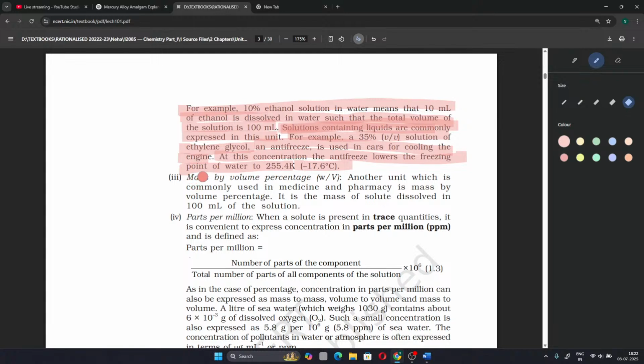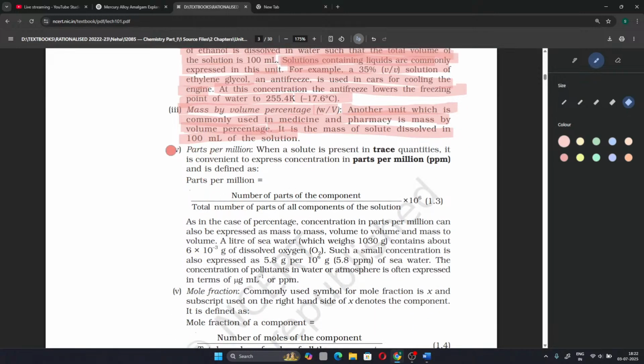And the third concentration term is mass by volume percentage, W by V, another unit which is commonly used in medicine and pharmacy. It is the mass of solute dissolved in 100 ml of solution.